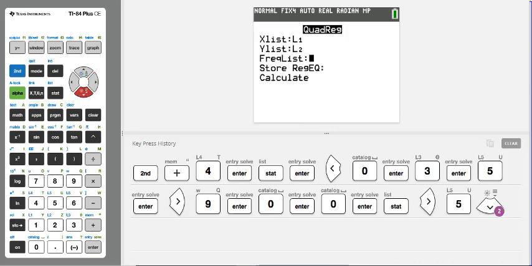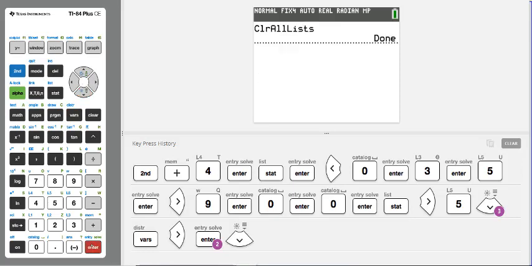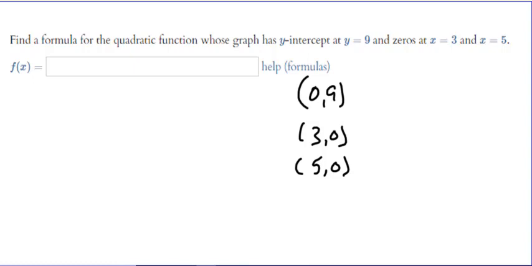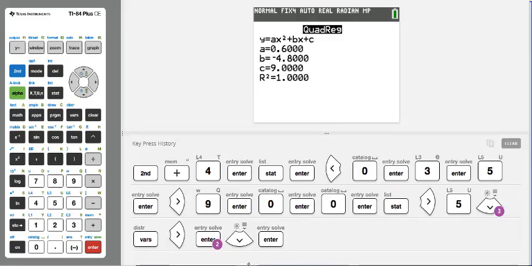L1, L2 is not a problem. I can go ahead and store this, vars, arrow, enter, enter. And then, of course, I can perform the quadratic regression. Now, we're not needing r squared or r or anything like that. We're just needing a, b, and c. a would be the quadratic coefficient, b would be the linear coefficient, and c is the constant. Let's see if they told us anything about, nope, they just said do it. So they didn't say what form.